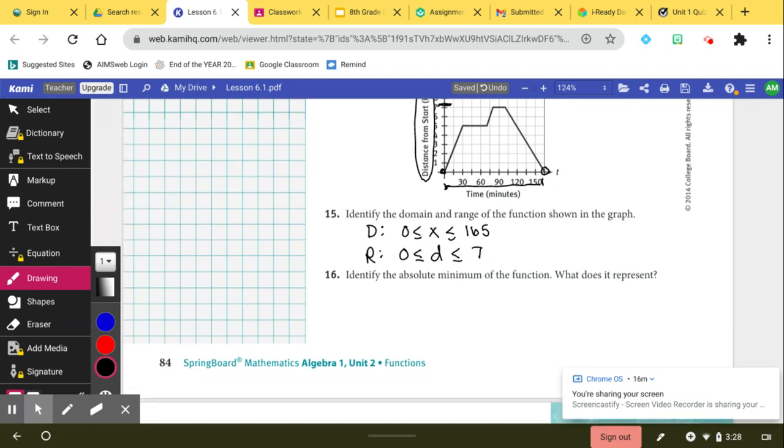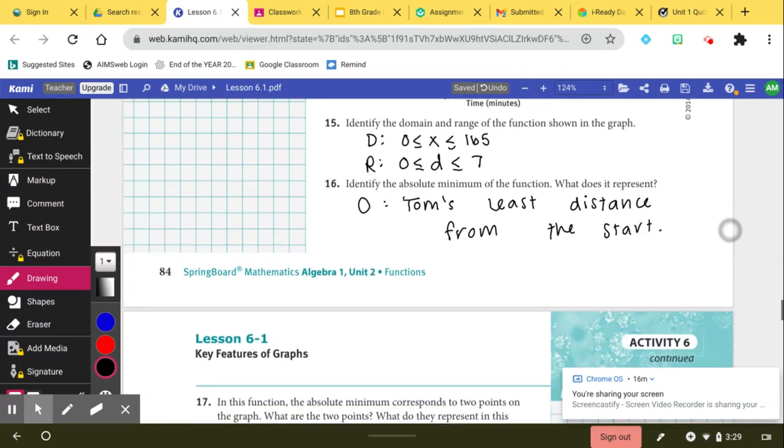And then 16 says identify the absolute minimum of the function. Well, the minimum happens here and here. So it's 0. And what it represents is Tom's least distance from the start, because he is at the start both at the beginning and the end of the loop.